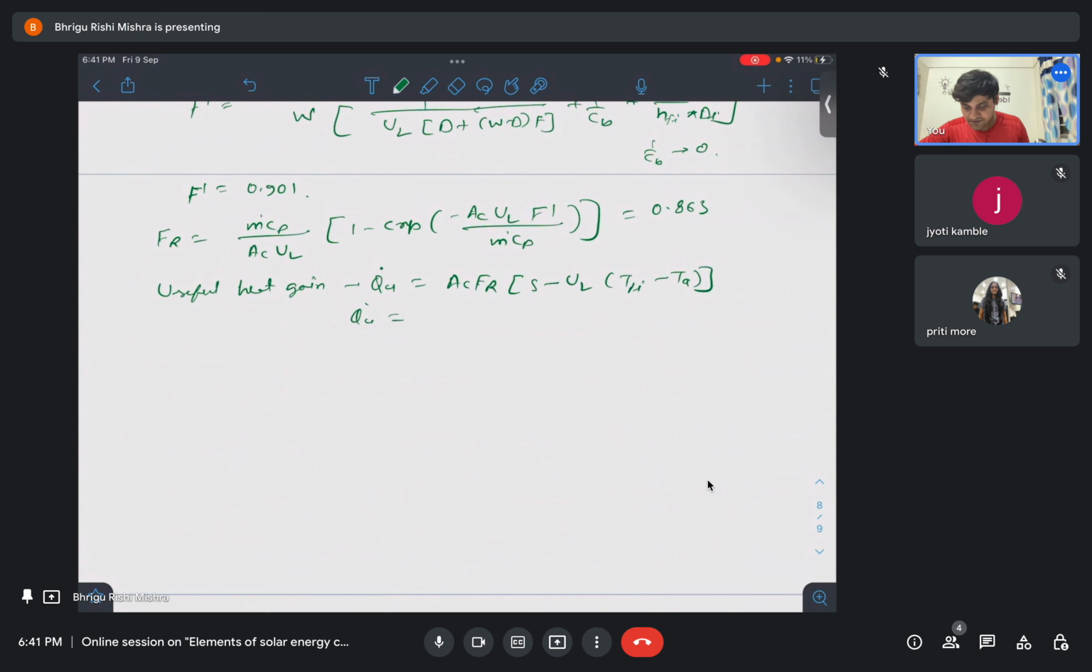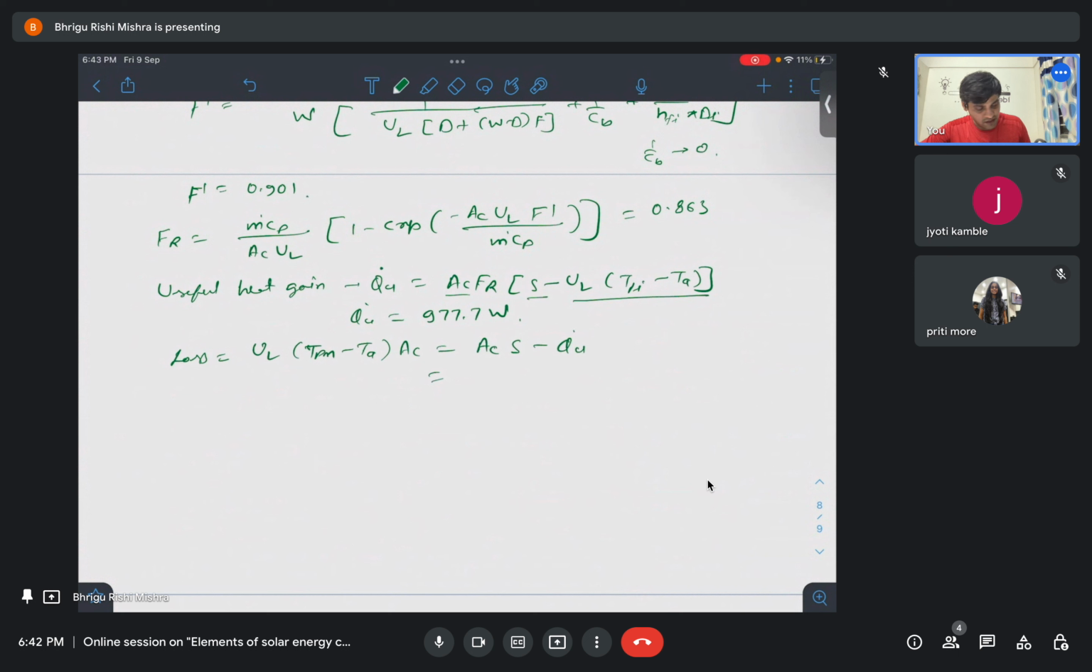Okay, now we have Qu, so we can calculate the loss. What is the loss term? If you remember the formula for the loss term, it is Ac UL, but without FR. If the heat removal factor is not there, then the loss can be calculated as UL into Tpm minus Ta, into Ac, which equals Ac into S minus Qu dot. Here Tpm is the mean temperature of the absorber plate.